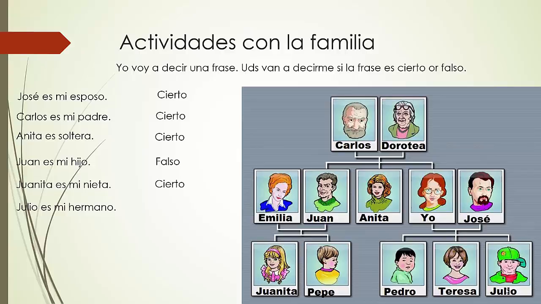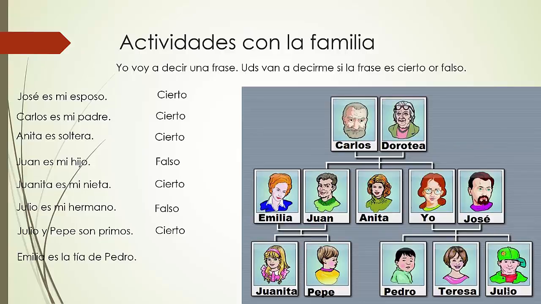Número 6. Julio es mi hermano. Julio es mi hermano. ¿Cierto o falso? Falso again. Julio es mi hijo. Próximo. Julio y Pepe son primos. ¿Cierto o falso? Cierto. They are cousins. Próximo.